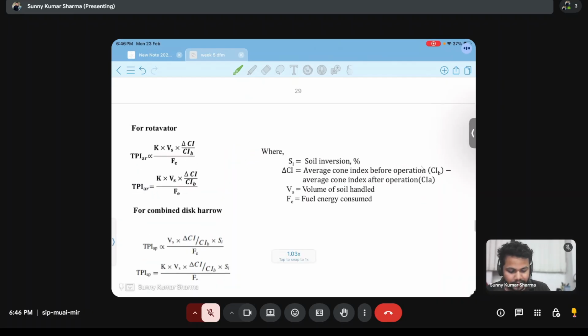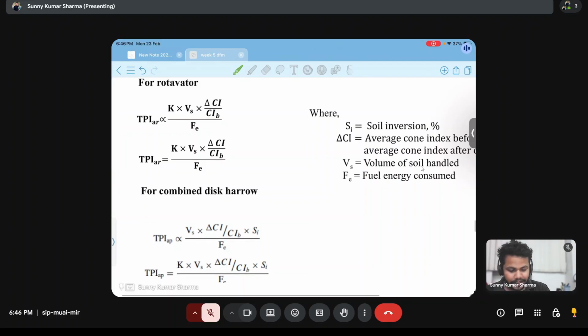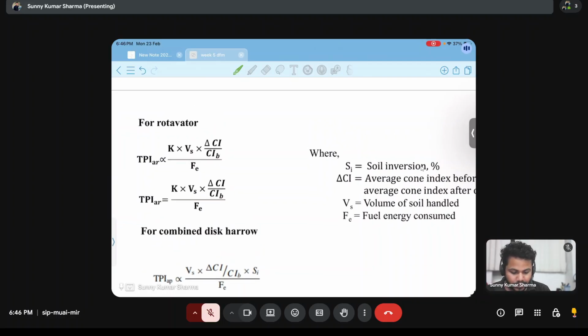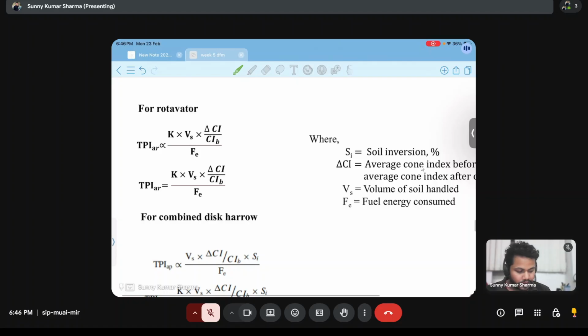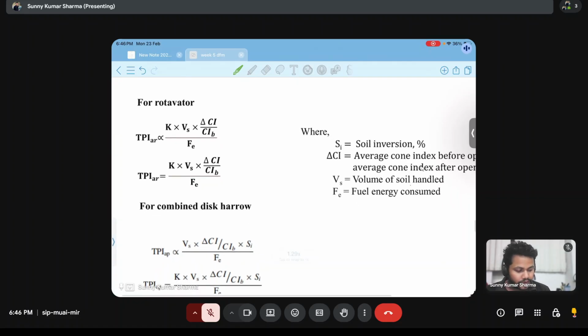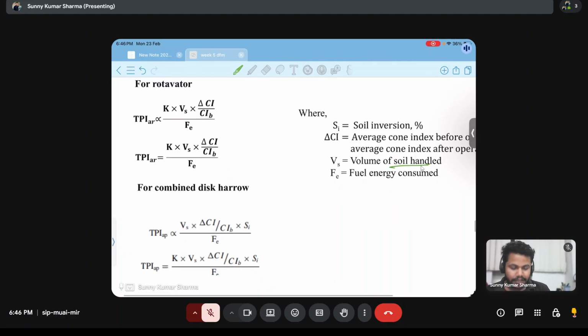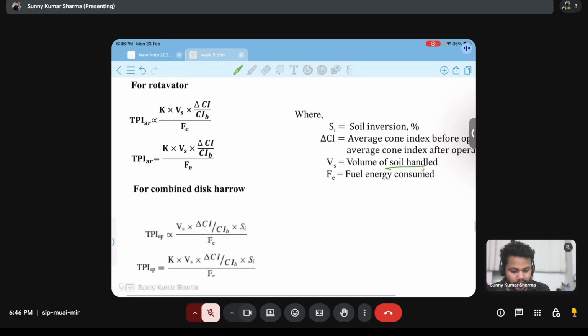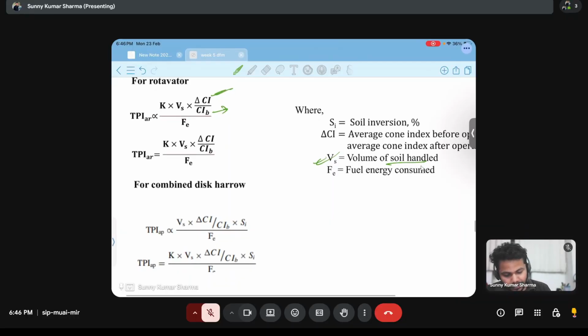Suppose for the rotavator, what is the tillage performance index? It will be directly proportional to Vs and delta Ci by Cib, and inversely to F, the fuel energy consumed. Vs is the volume of soil handled. This we discussed in the last class while discussing the rotavator and combined disc harrow. Delta Ci is the change in cone index, and Cib is the cone index before the tillage operation.